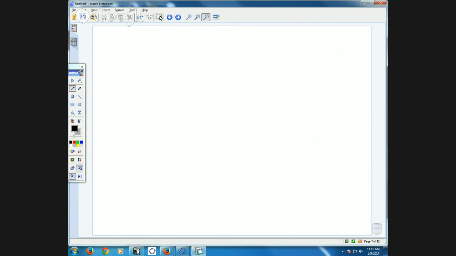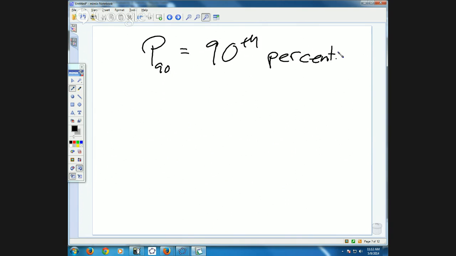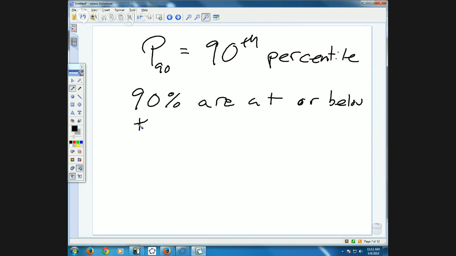Let's talk about percentile rank. Remember we did percentiles before? What does P90 mean? 90th percentile? What's that? My mother's like, what the hell's 90th percentile, Gary? Excellent. 90th percentile. So 90% are at or below whatever that score is, 90% are at or below that value. Which value? I don't know.